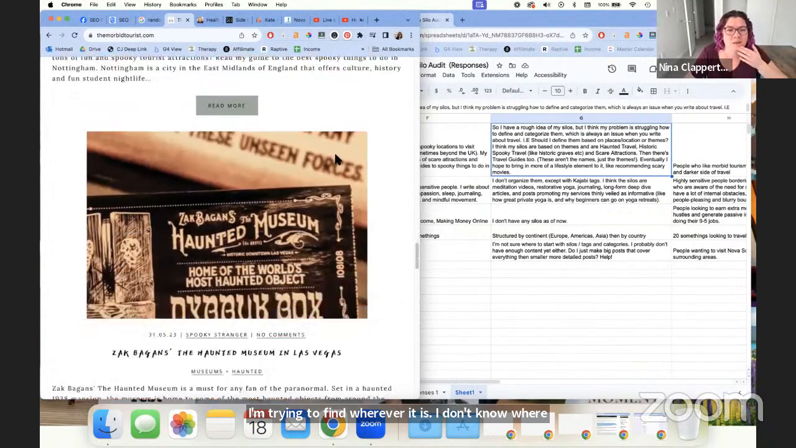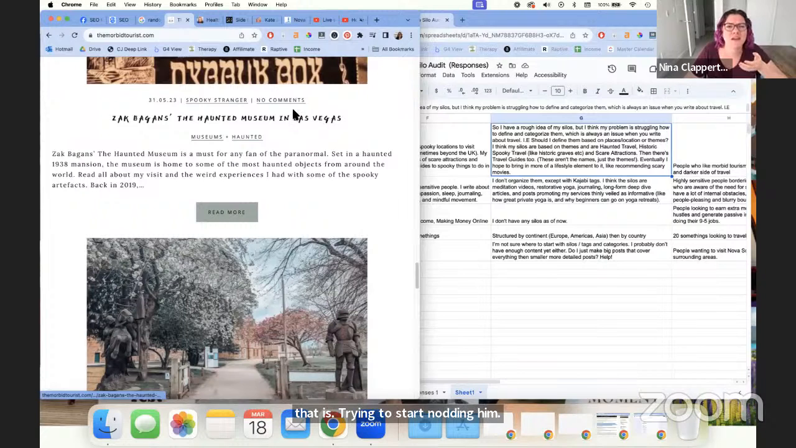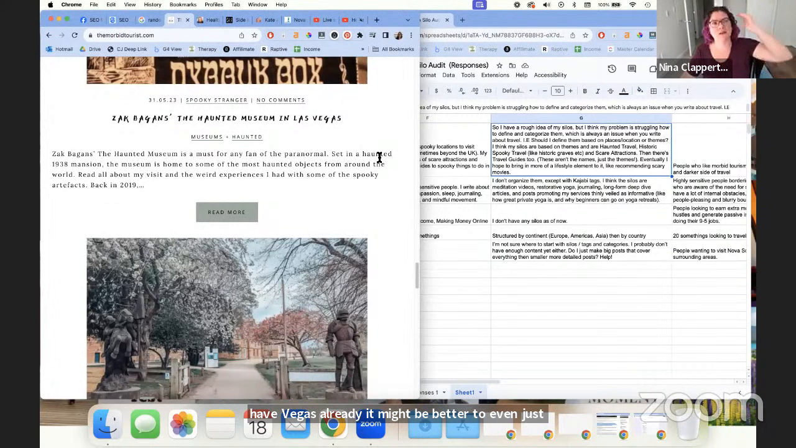Trying to find Nottingham. Yeah, you have Vegas already. So actually, because you have Vegas already, it might be better to even just start now, because that is quite a ways. So then having the destinations where it would have UK, break it out by city in the UK if you want, or region of the UK, then US, then whatever countries you have after, and then just put the relevant posts in there.